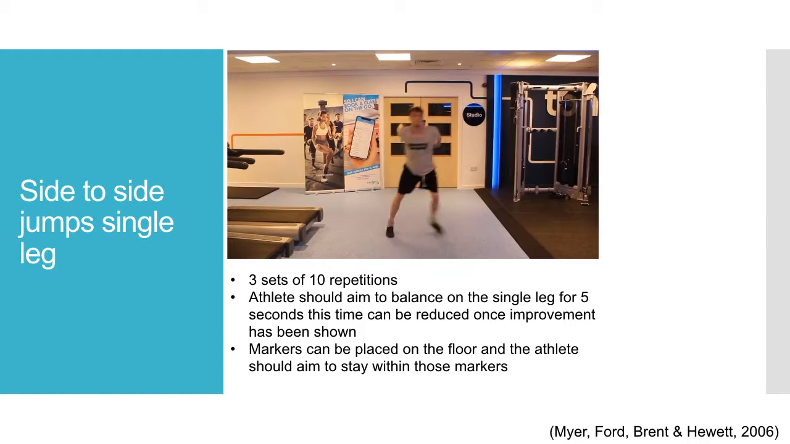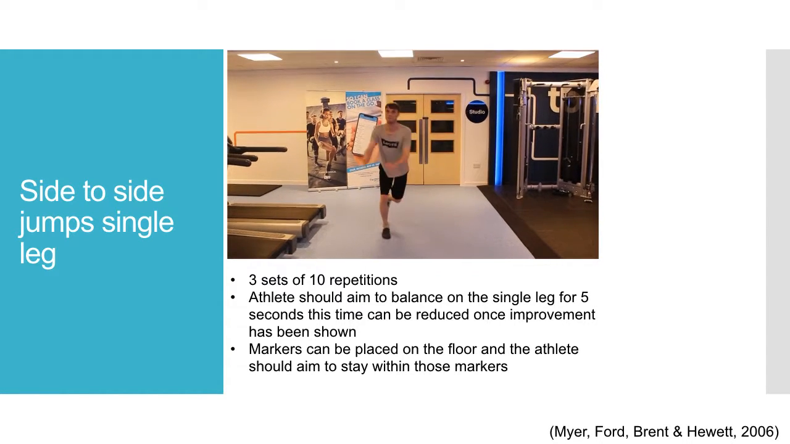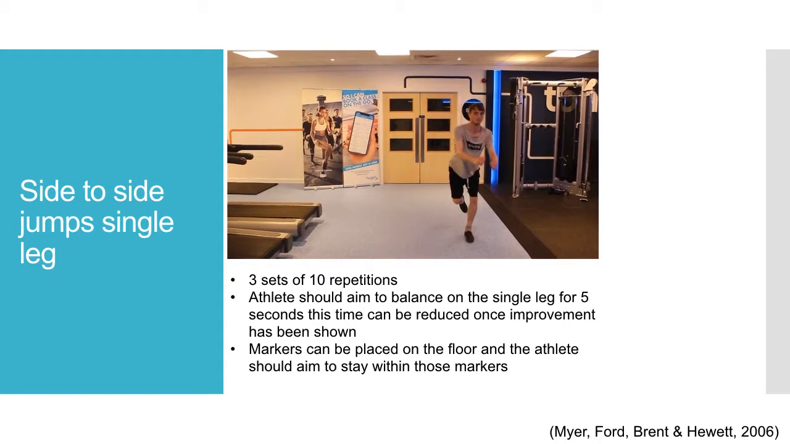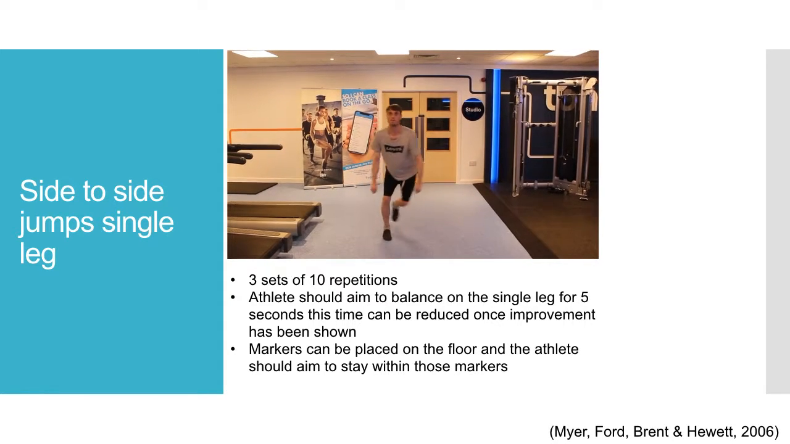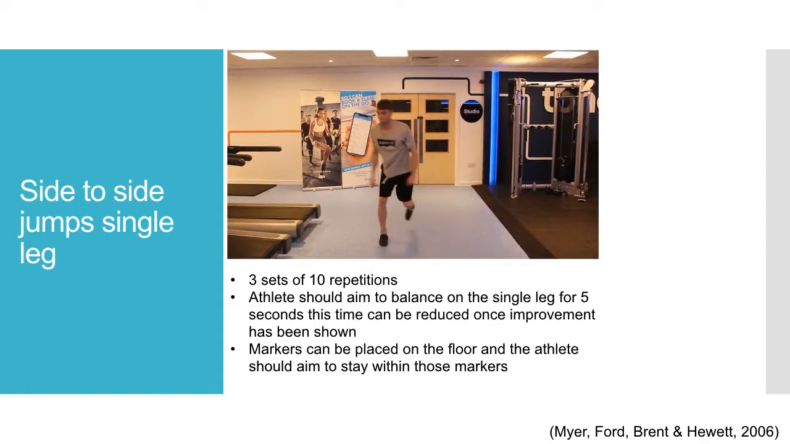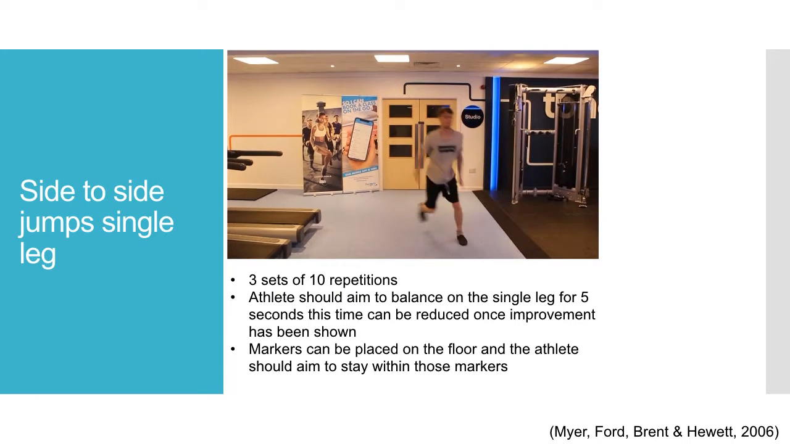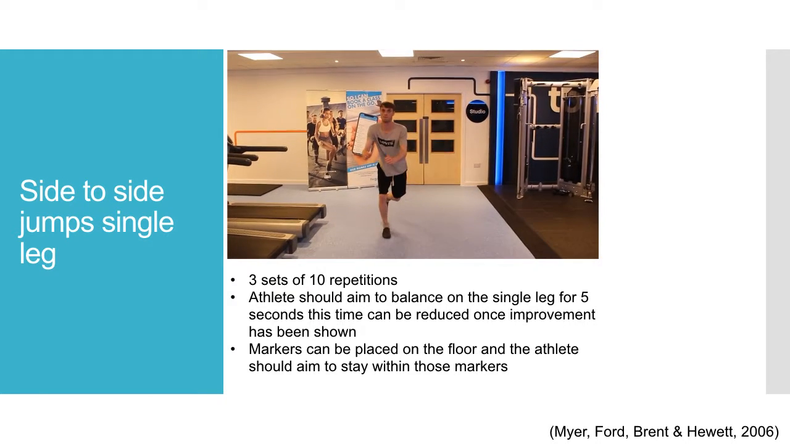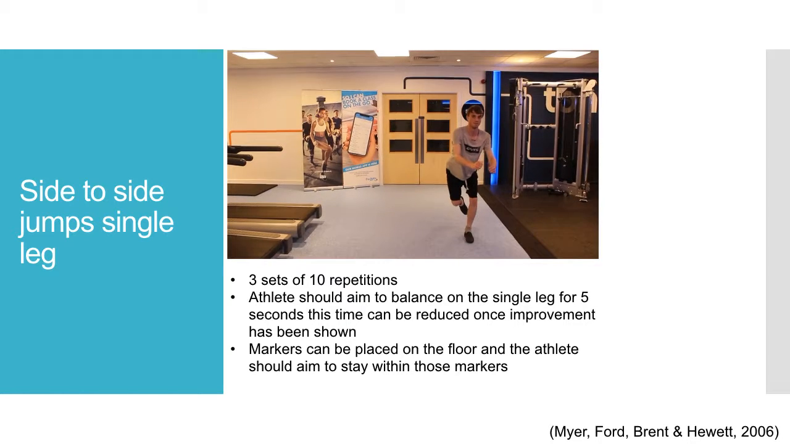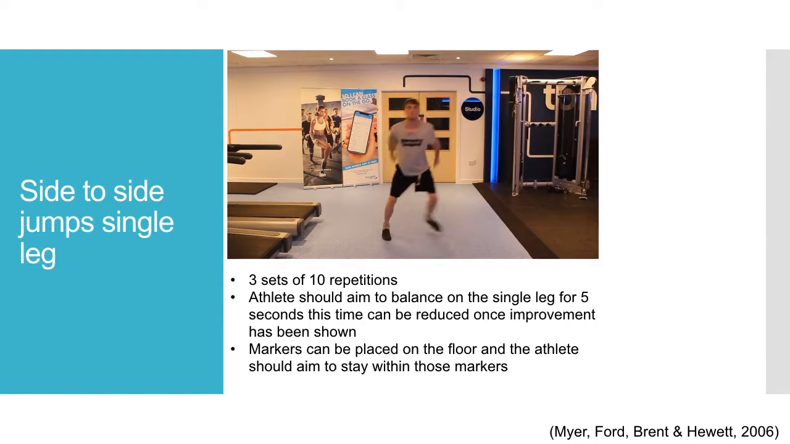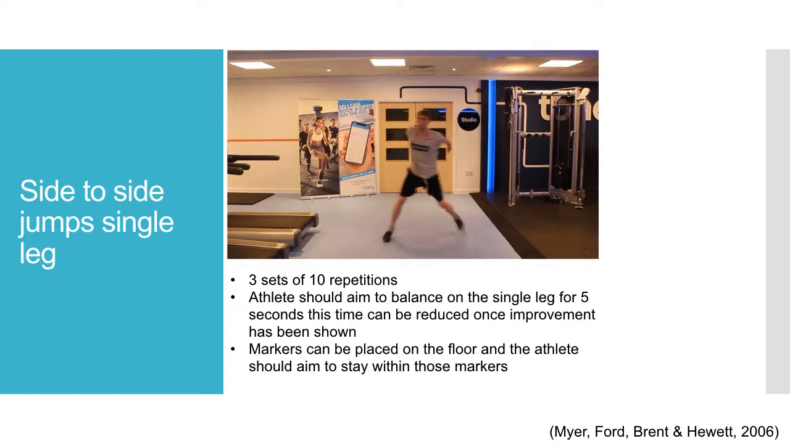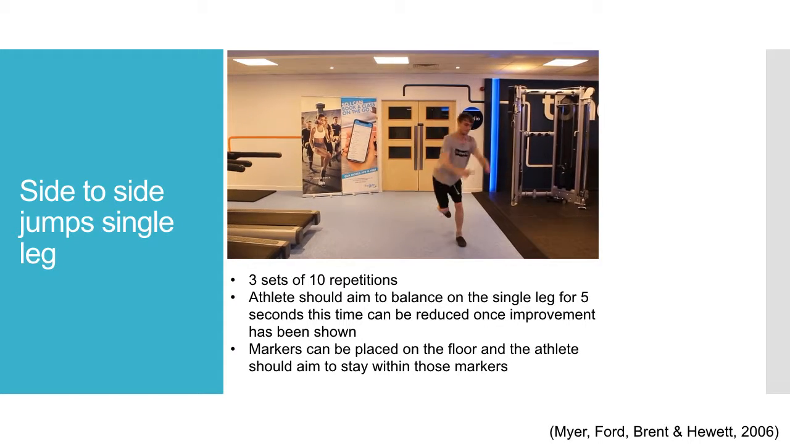It will also encourage the athlete to use their abdominals, glutes and quadriceps to stop them from falling and losing their balance, and strengthen their kinetic chain. As seen on the screen, the athlete will start on one leg and jump to the other, keeping the starting leg off the ground. Markers can be placed on the floor as a boundary for the width the athlete would need to perform the controlled jump.